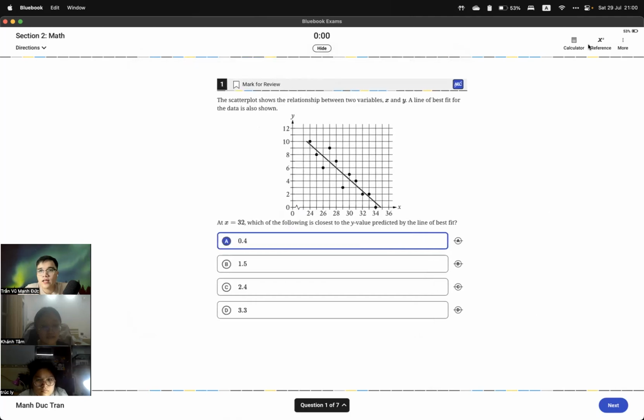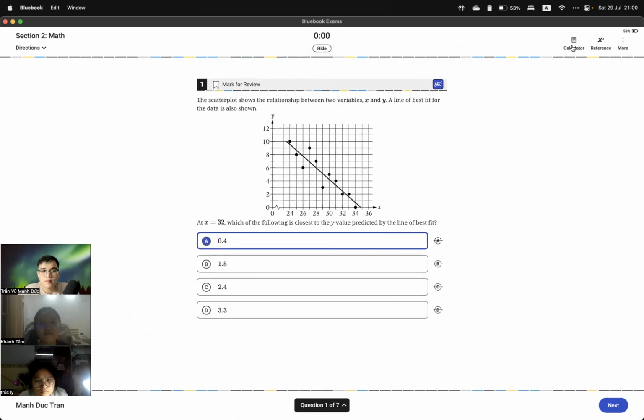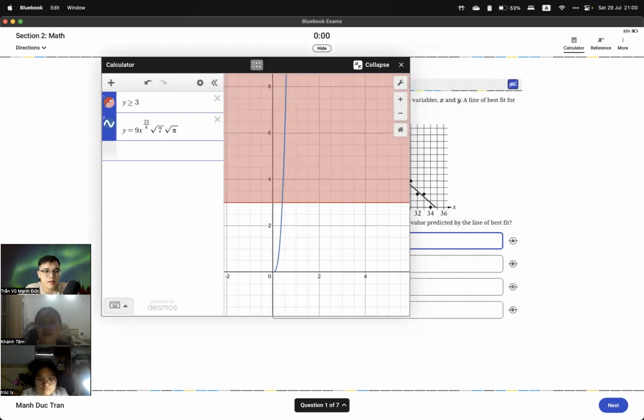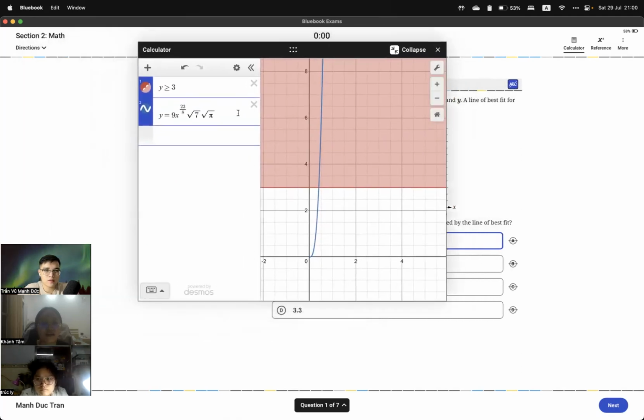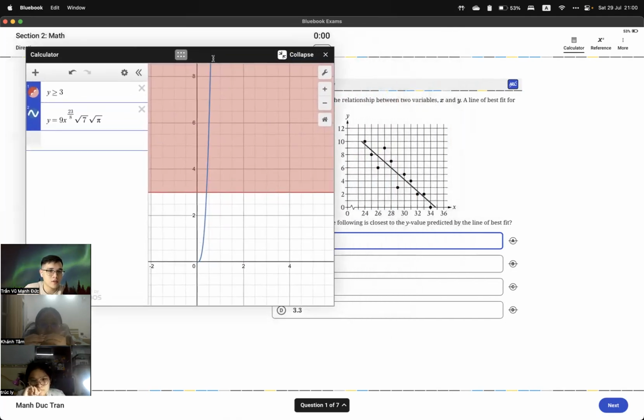You just have to click on the calculator here, press on it, and it will appear. It will show up the Desmos interface, right? But I wouldn't suggest you to be over reliant on Desmos. Try to use your handheld calculator if you can, because it will save you a bunch of time.